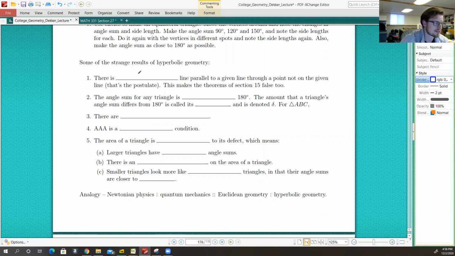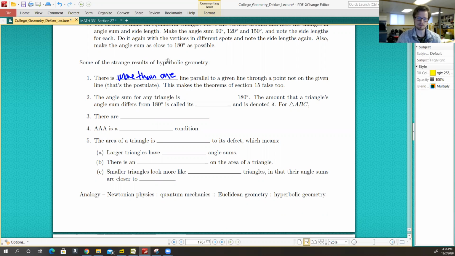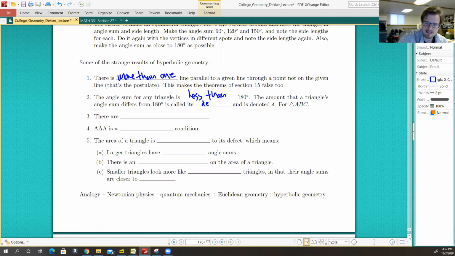So in hyperbolic geometry, we already discussed this. There is more than one line that's parallel to a given line through a given point. Okay, that's exactly what the postulate is that brings us into hyperbolic geometry. So everything from section 15 would be false because of that. So the angle sums for any triangle, instead of it being greater than 180 like it was in spherical, in this case it is actually less than 180 degrees. And the amount that a triangle's angle sum differs from 180 is called its defect. It's denoted by delta.